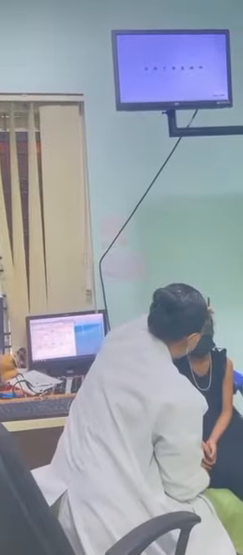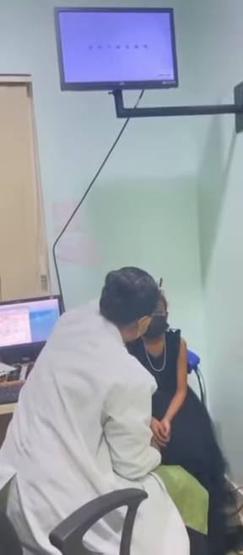Here the patient can read distance 6x6 in both eyes and near N6. Now we can move on to cover test.